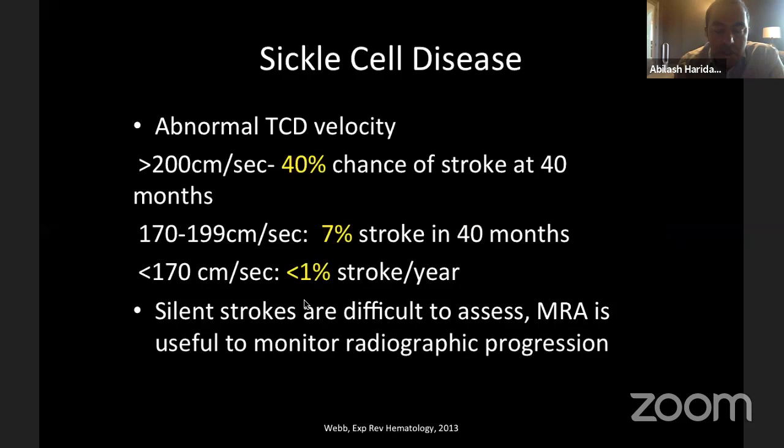transcranial Dopplers can be done on a 6-month or yearly basis. And when you have an increase in velocity, you have almost a 40% chance, especially when your velocities are over 200 centimeters a second. So sometimes we use this when we are talking to patients and what their stroke risk is.